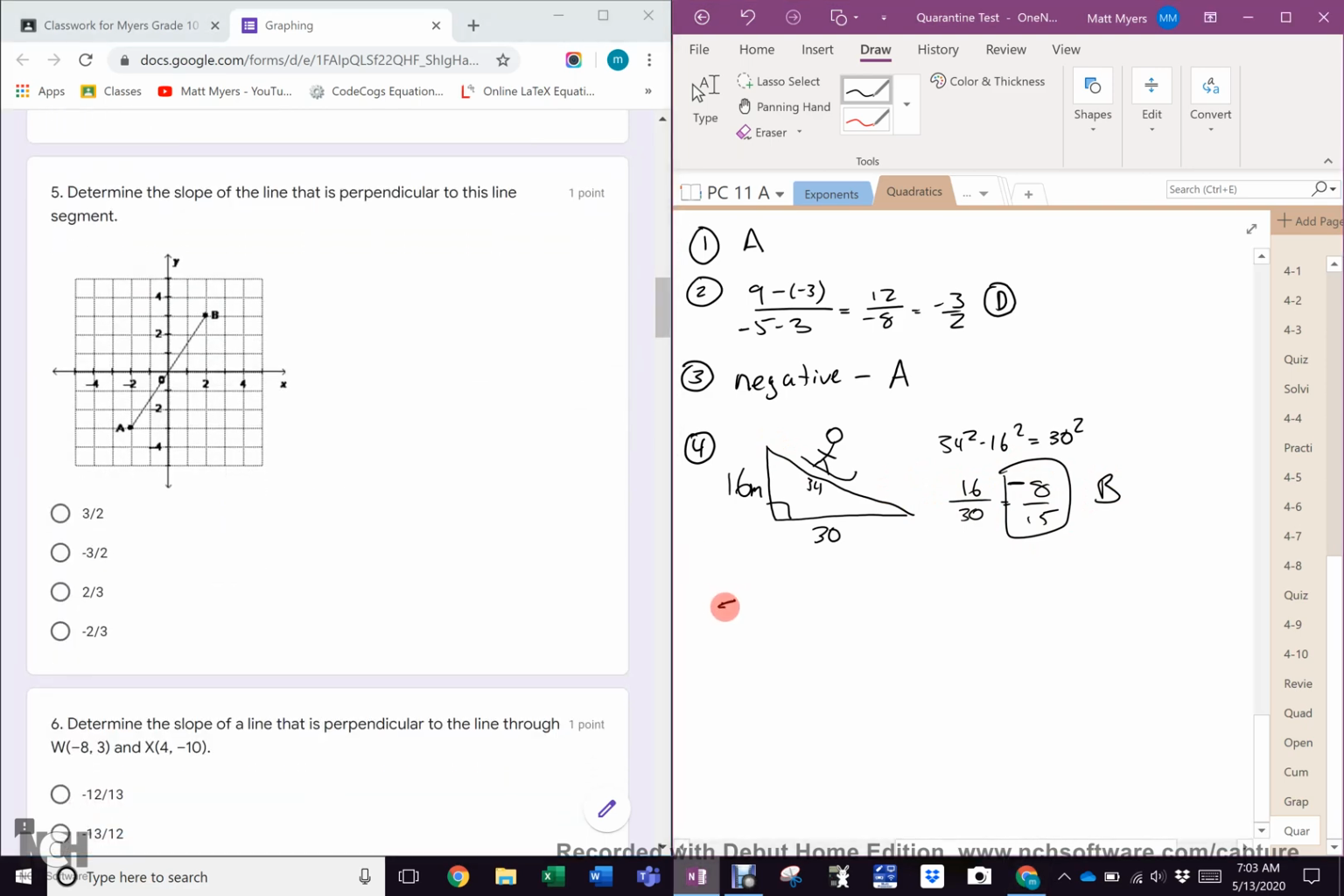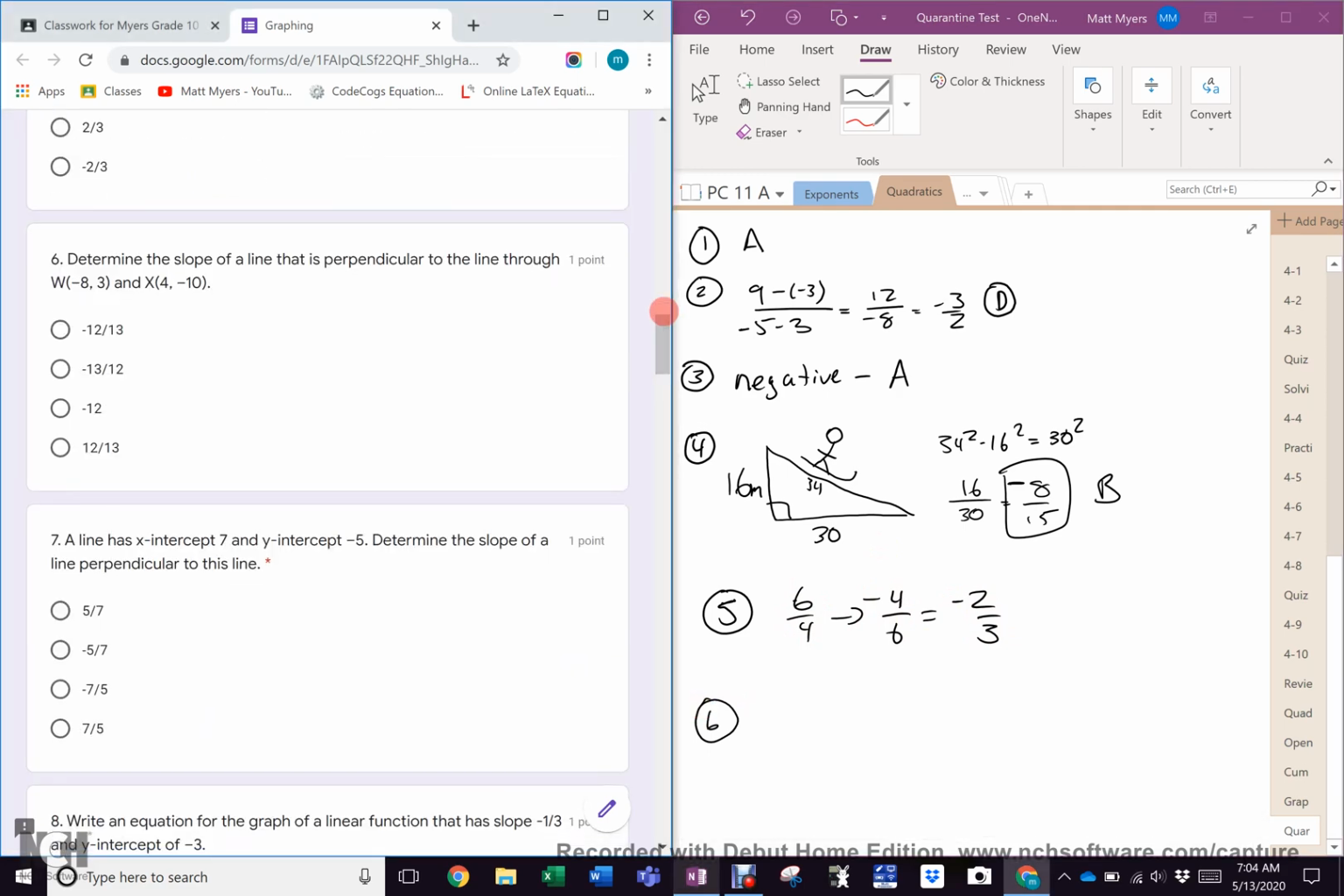Number 5. Determine the slope of the line that is perpendicular. So you find this slope. 1, 2, 3, 4, 5, 6. 1, 2, 3, 4. It was 6 over 4. And then you reciprocate it to 4 over 6 and change the sign, which is negative 2/3.